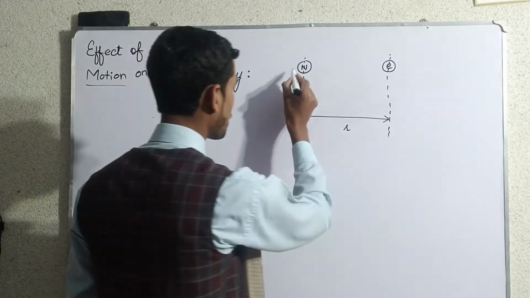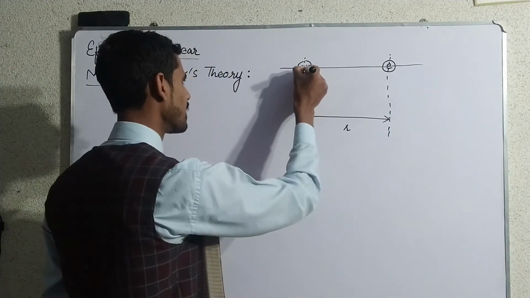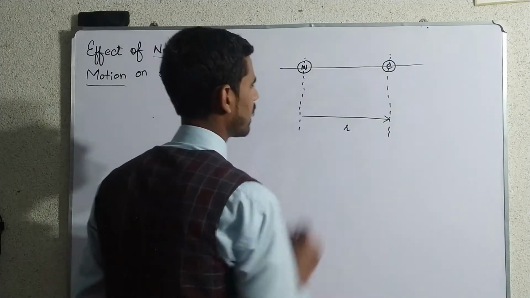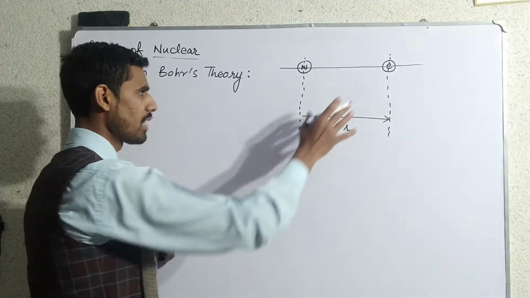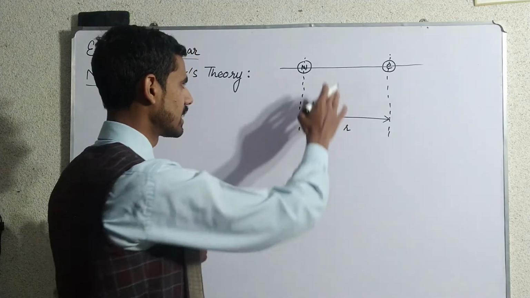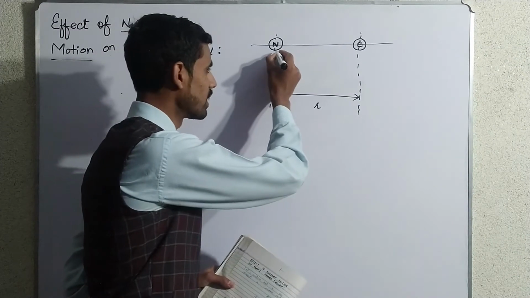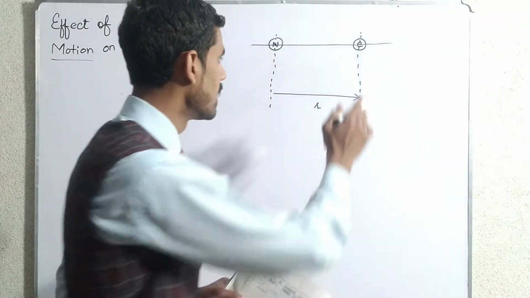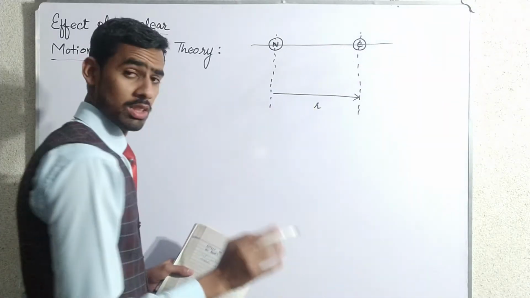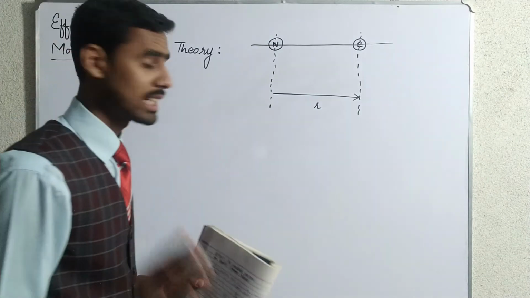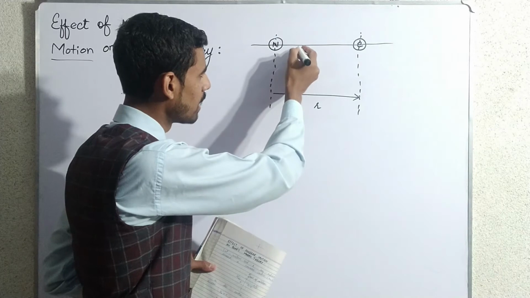Let's make a line passing through the centers of N and E, the nucleus and the electron. Now they both have a common center, let's say the center of mass. As we know, the mass of the nucleus is much heavier than the mass of the electron, so the center of mass is shifted more toward the heavier one.